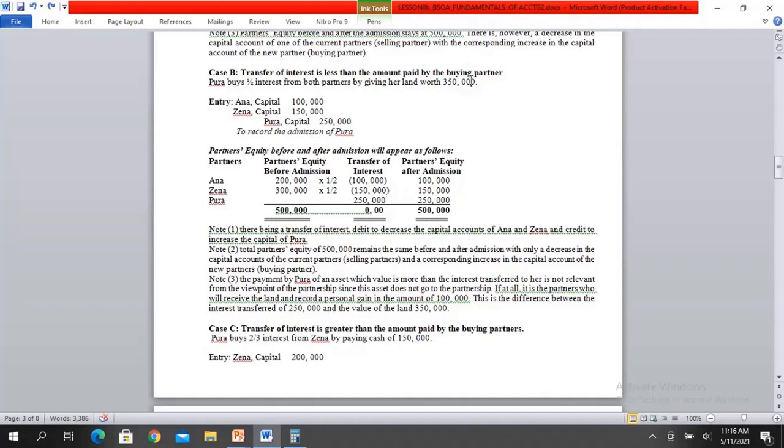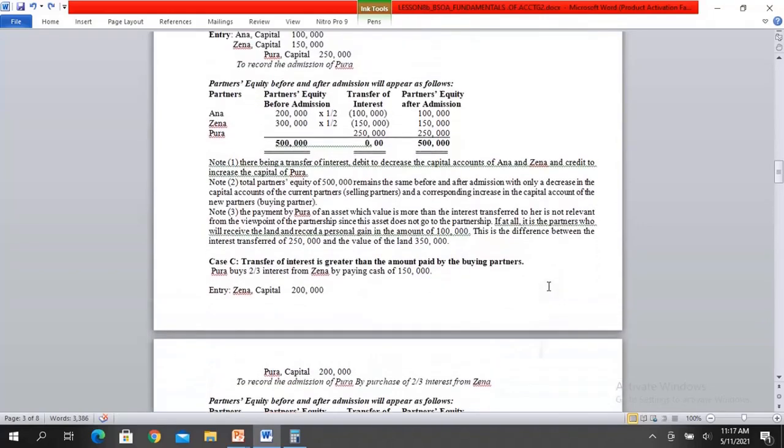Kasi itong 350,000 na to is napunta to kila Ana and Zina, hindi sa partnership. Yung 100,000 dito sa 350,000 is napunta kay Ana. And yung 150,000 is napunta kay Zina, hindi sa partnership. So yung cash or yung land na ibinayad ni Pura, hindi yun napunta sa partnership. Napunta yun kay Ana at saka kay Zina in exchange of their capital interest na transfer kay Pura. Ayan. So, yun yung case letter B.